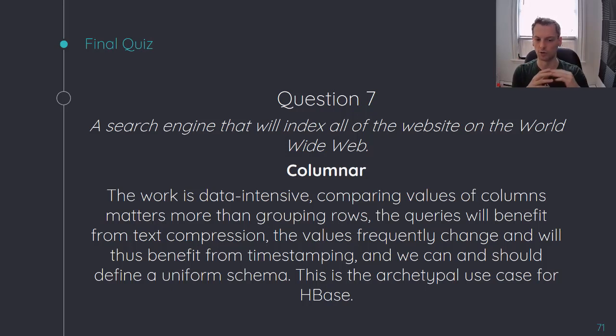And we can and should define a uniform schema, right? We are the ones who are defining what we care about on the websites, not the websites. So we can thus define our own schema and operate it accordingly. This is thus an excellent place for HBase in particular.